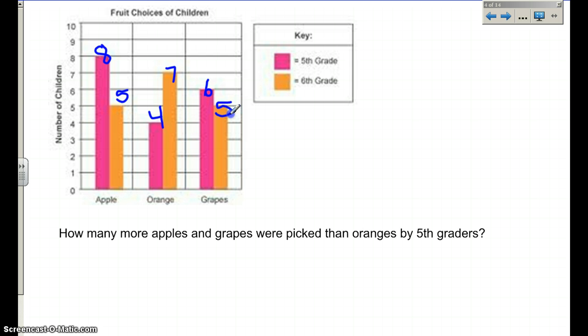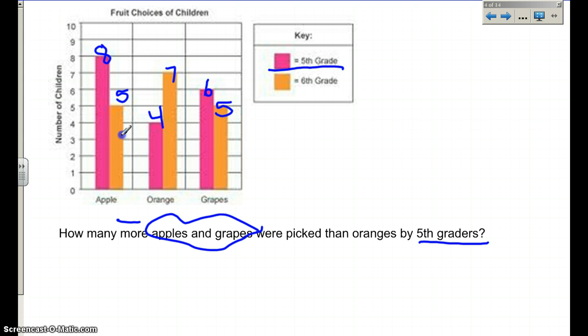Okay, now I'm going to read my question. It says, how many more? And how many more always tells me to subtract. How many more apples and grapes were picked than oranges by 5th graders? So I've got to take my apples and grapes and group them together. Okay, so that's what I'm going to do now. So I'm going to take the number of apples and grapes. But if you notice in my question it says for 5th graders. And I look in my key and 5th graders are pink. So I'm only looking at the information that's in pink.